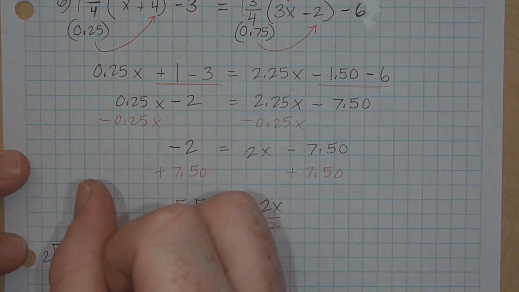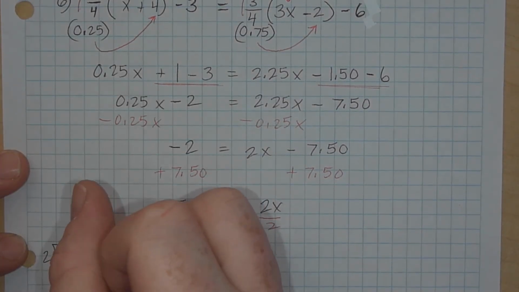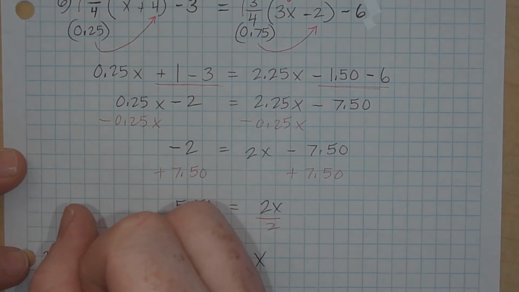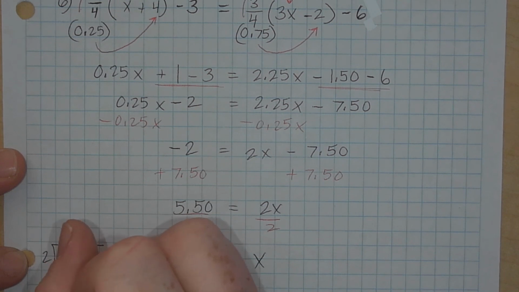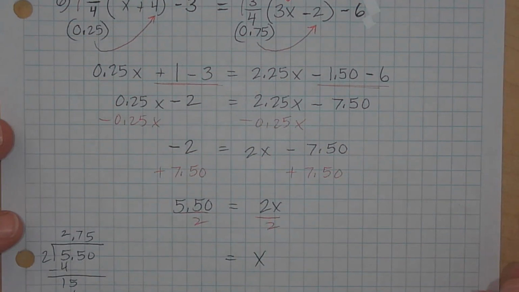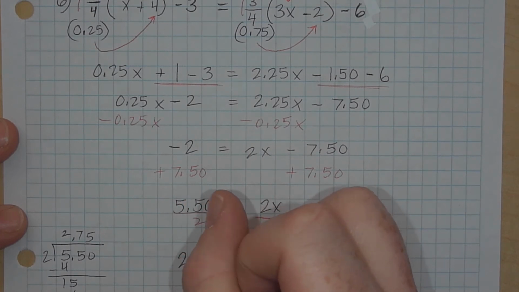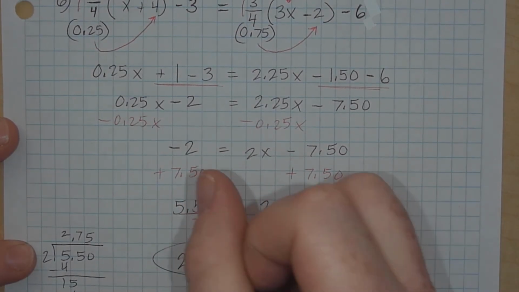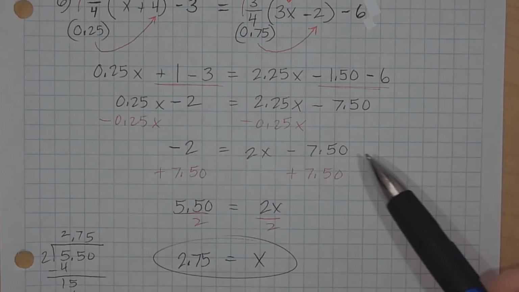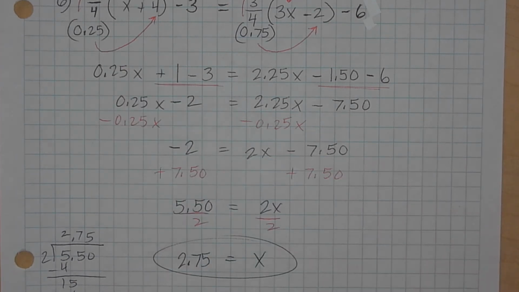Let me double check. It's been a little while since I did this one. Yeah, $2.75. Okay. So $2.75, if you will. All right, that's going to be x. I'm not checking that. That's going to take too long, but that's it.